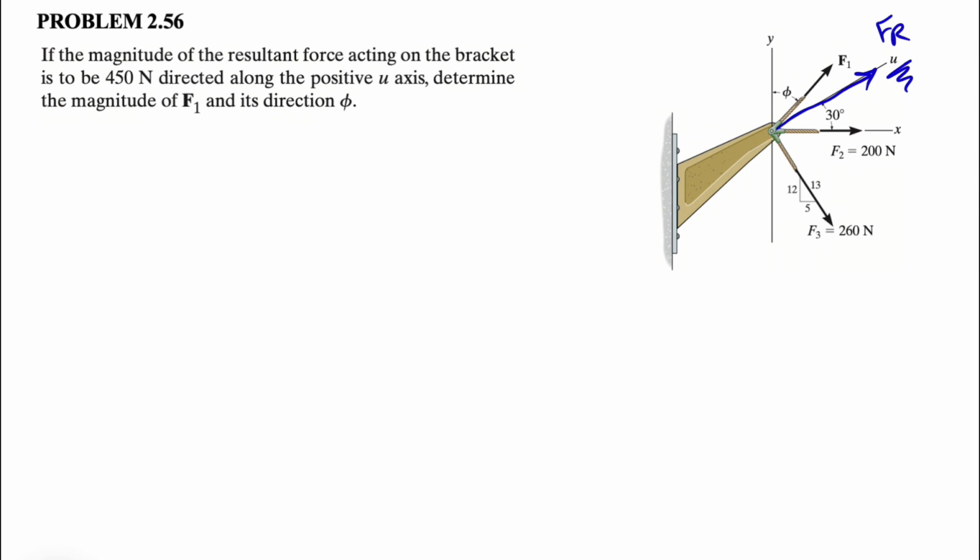We need to determine the magnitude of F1 and its direction phi. So we have two unknowns in here, F1 and phi, which is the angle of F1 with the y-axis. For doing that, we're going to break down each of these forces into x and y components. Since we know Fr makes 30 degrees with the x-axis, we can find the x and y components of Fr. So let's start with that.